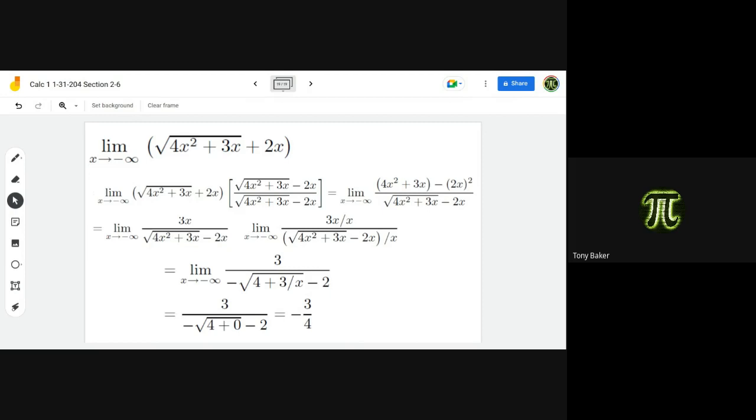So remember, when you take the square root of something, because we're, in essence, changing x to the square root of x squared, but it could be the negative square root of x squared, depending on the direction we want to go. Since we're going to negative infinity, we want the negative sign there. So this one ends up going to negative 3/4.